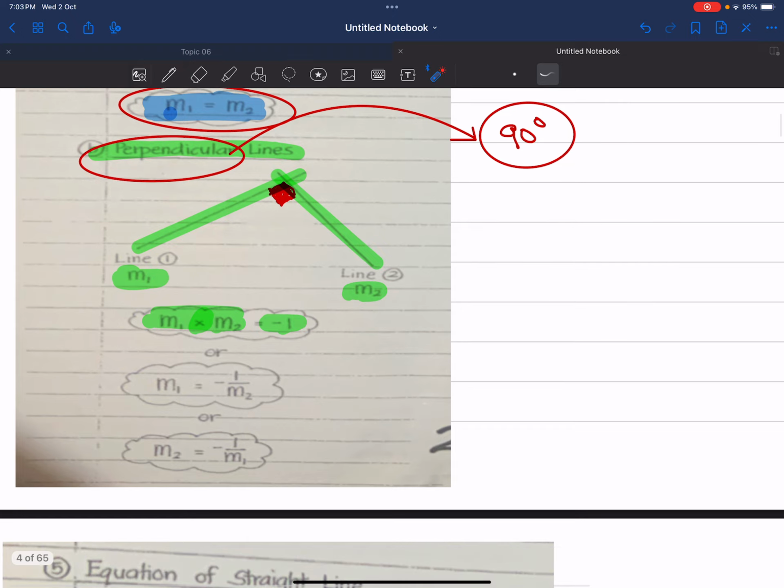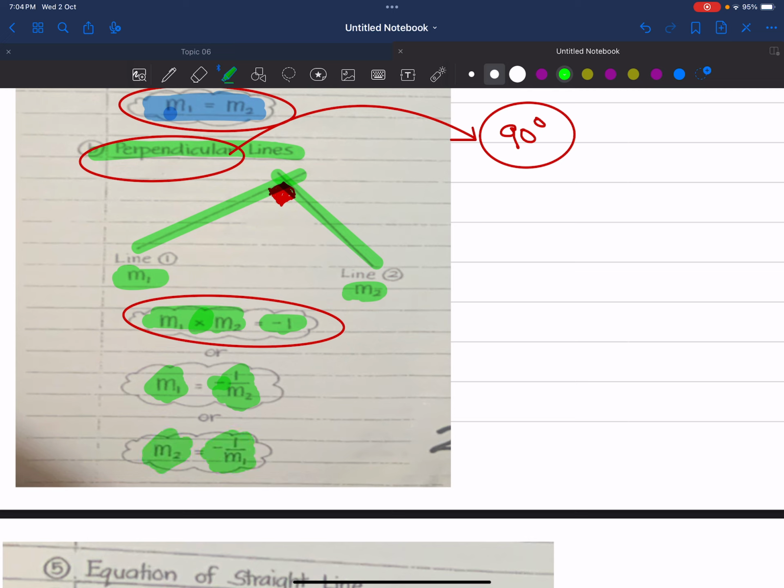Now this formula we can state in another way. Instead of saying M1 times M2 is negative 1, we can also say that M1 is negative 1 over M2, or M2 is negative 1 over M1. All three are the same.